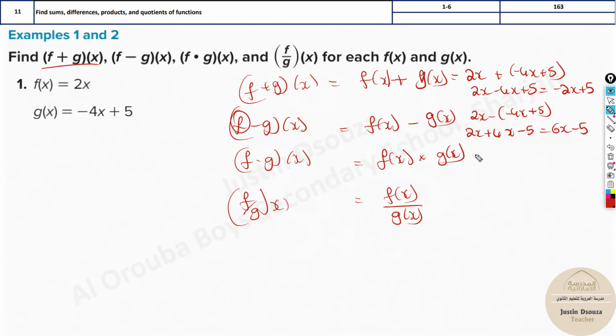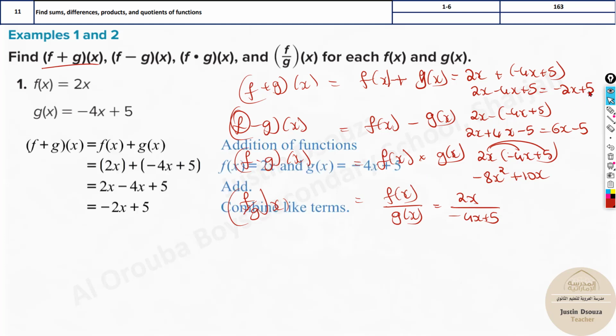Multiplication is by the FOIL method. Over here, just the distributive property. It will be 2x times minus 4x plus 5. Multiply this 2x inside. It will be minus 8x squared plus 10x. And lastly, we have division. That is 2x divided by minus 4x plus 5. Those are the answers.